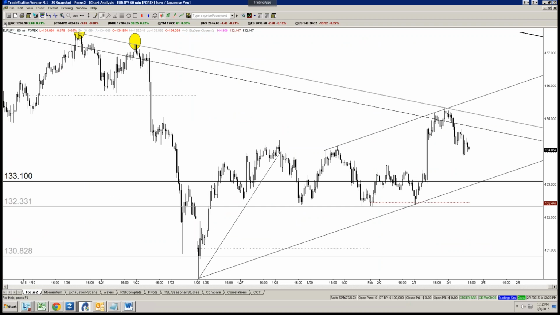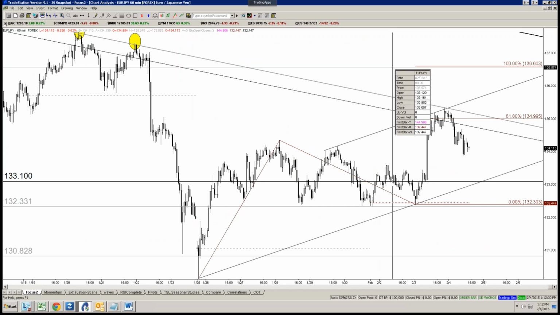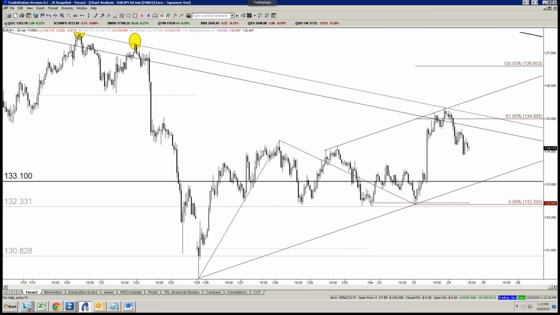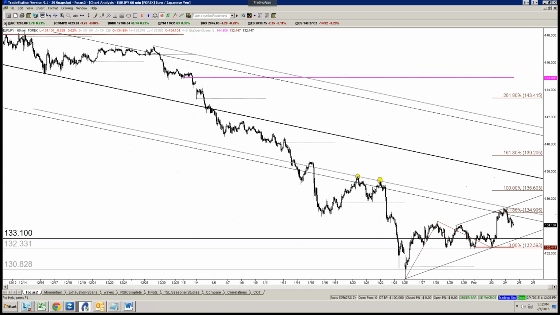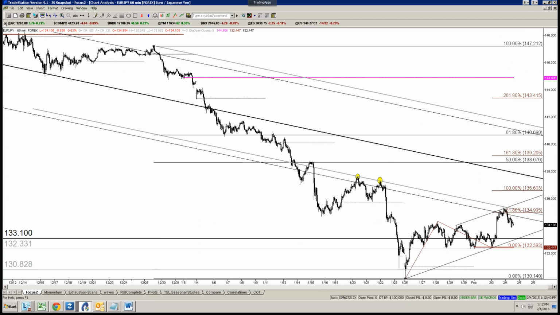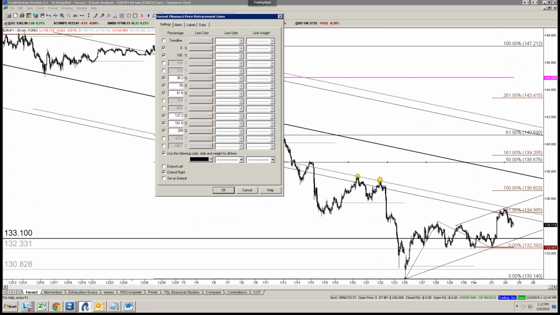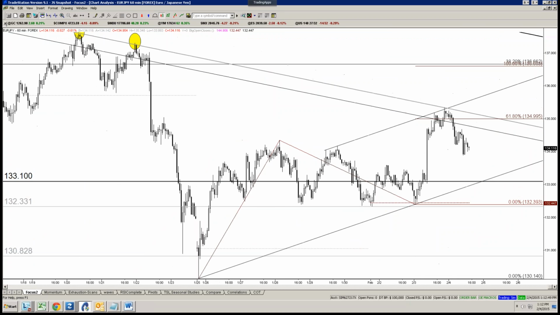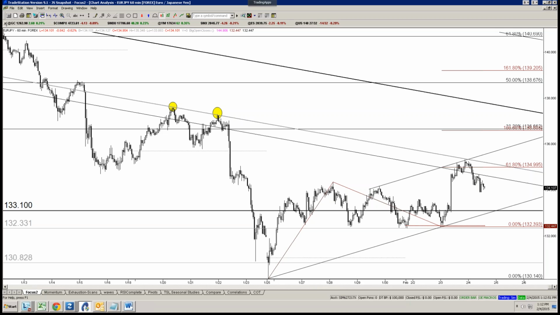If you go here, 61.8 equal legs would actually be 136.60, which, remember, is also the 38.2 of that decline. So that makes the case even greater for 136.60 as big resistance. 38.2, there it is, right here. Two equal legs up.